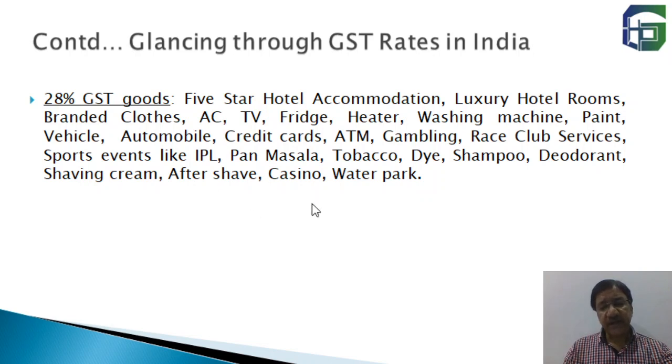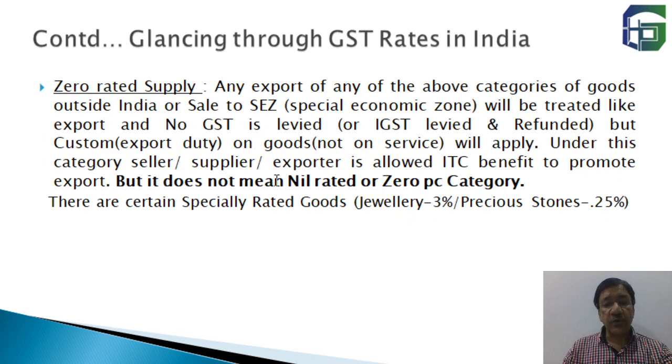So we have seen that there are nil rated, 5% goods, 12% goods, 18% goods and 28% on luxury items. So various rates. Over and above, you see here, next slide, zero rated supply. This is very important to know, dear students. Earlier you had nil rated or 0%, but this is neither nil rated nor 0%. It is zero rated. So don't confuse it. Zero rated is different.